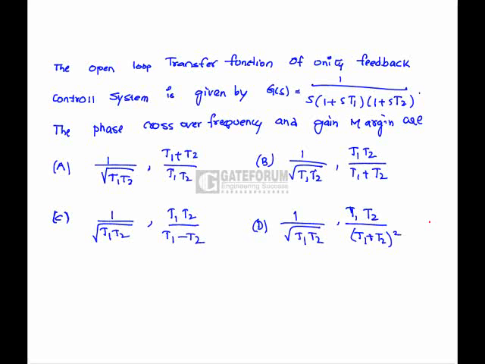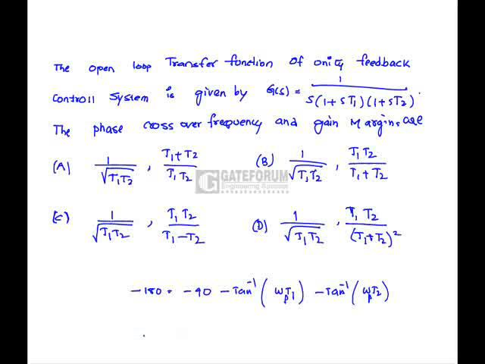The open loop transfer function of a unity feedback control system is given by G of S. Find the phase crossover frequency and the gain margin. The phase crossover frequency is the frequency where the angle of G of S is minus 180 degrees. That is, minus 90 minus tan inverse of omega T1 minus tan inverse of omega T2, at phase crossover frequency omega P.